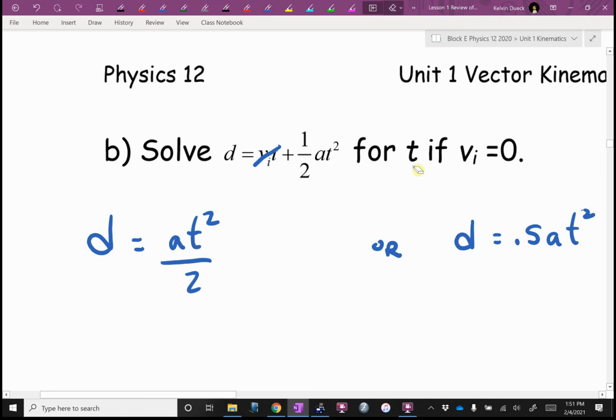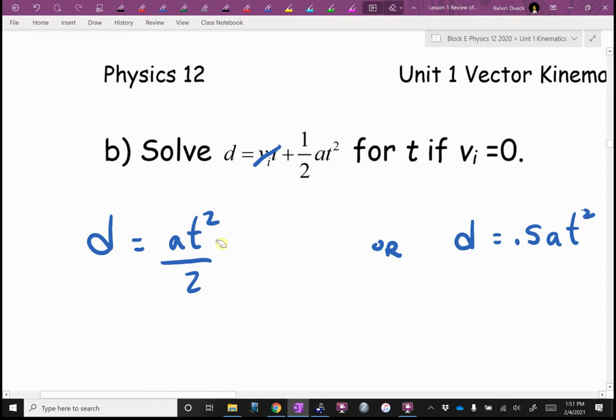What am I trying to get by itself? Psst, look up. Yeah, very good. Oh, Mr. Dewick has a new toy. Green laser. Ooh. Okay. I have that too.